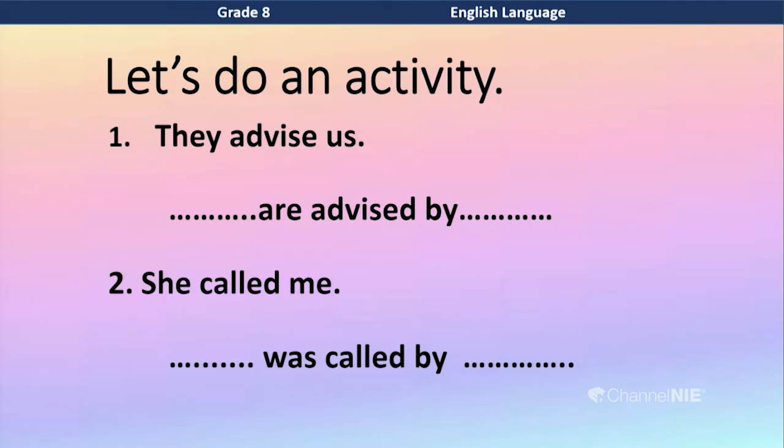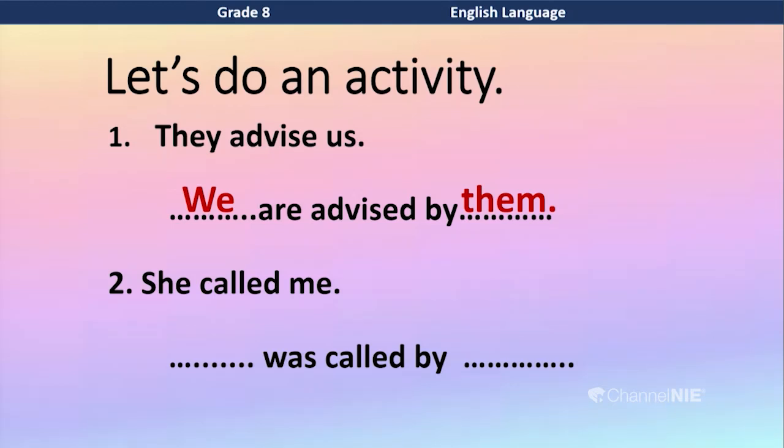So, what you need to do when we are making the passive is you have to change this. How are we going to change it, miss? Then us becomes we. Yes. They becomes them. Them, right. So, the sentence will be like this. We are advised by them. We are advised by them. I think the change is clear to you.